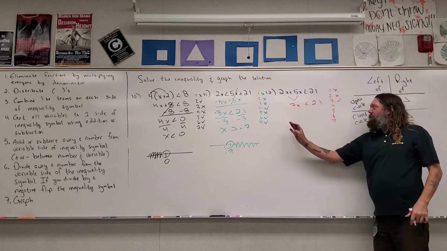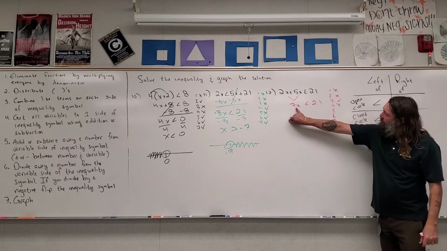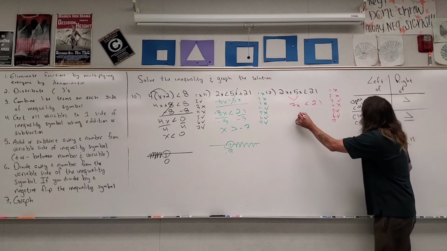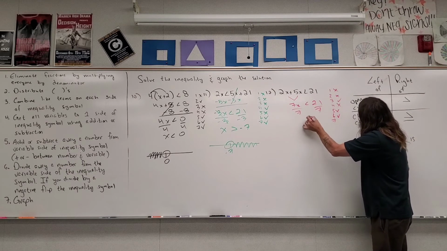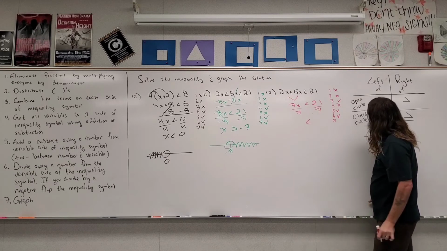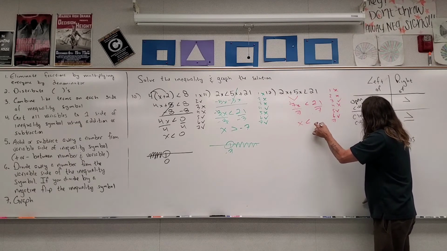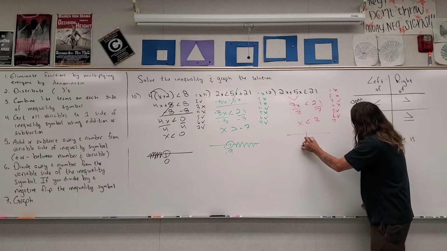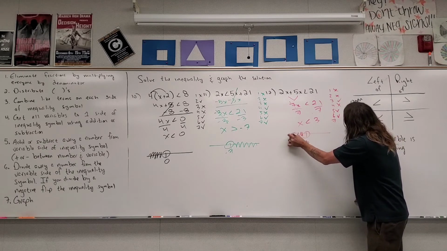Don't need to do step 4 because all the x's are on one side. I can't do step 5 because there's no plus or minus between the 7 and the x. So I must do step 6, which is divide away the 7. Now again, I'm dividing by a positive, so my inequality symbol does not flip. My 7's cancel out, and I get that the shading is left of 3. Open circle at 3, and I shade to the left.